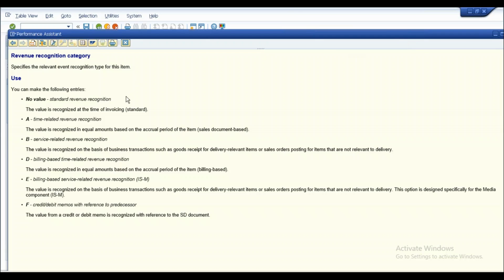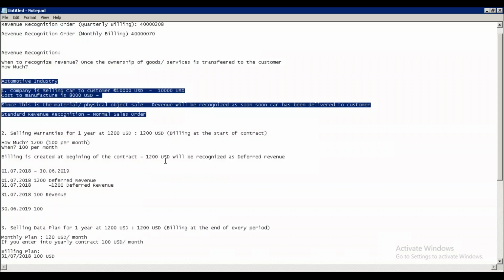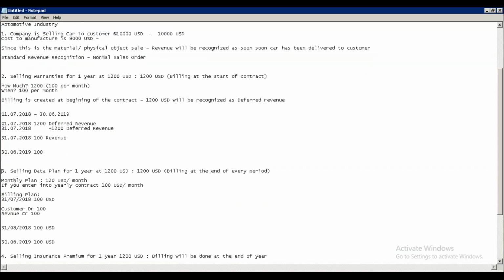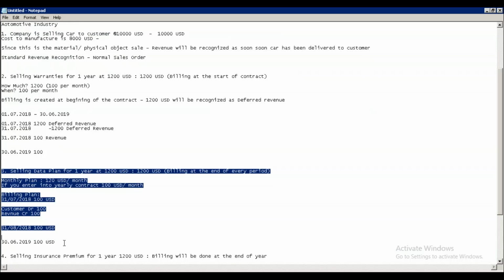Sorry. So the second one is A, which is time related revenue recognition. What do you mean by time related revenue recognition? So you can see the value is recognized in equal amounts based on the accrual period of the items. This means this third scenario. We are talking about this scenario because this is definitely time related, right? Every month we are recognizing the revenue.